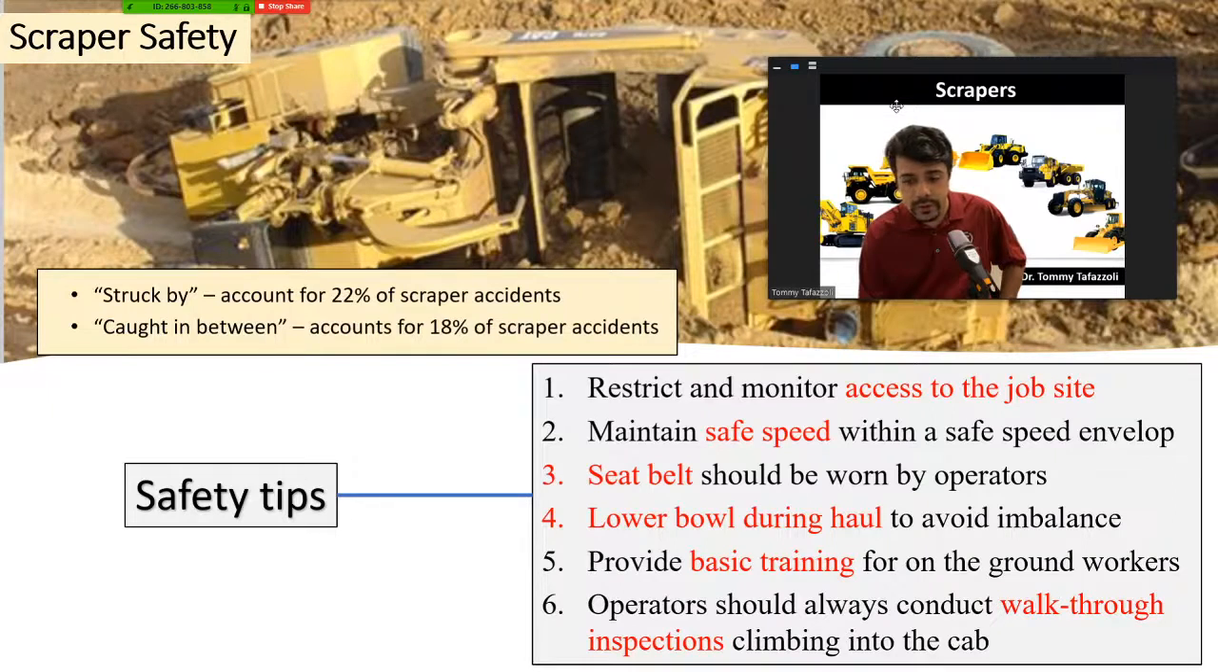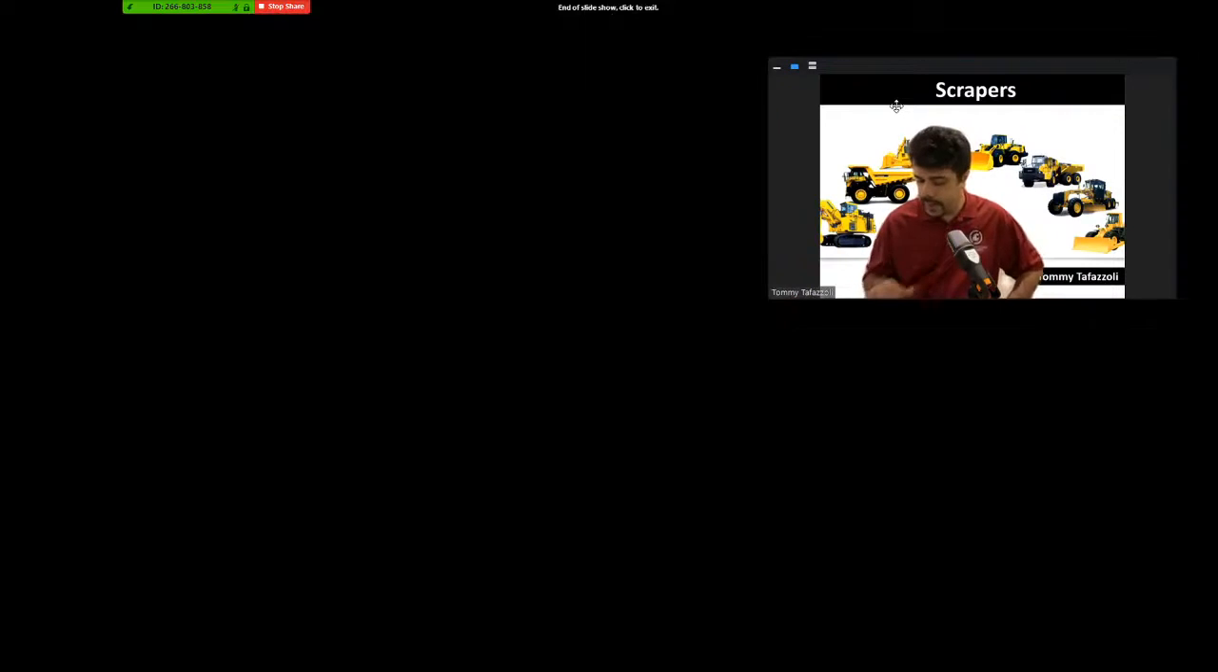Operators should always conduct walk-through inspections before climbing into the cab. Especially look at the wheels. When you look around the vehicle, you get some understanding about what could be a potential hazard as you start moving the machine. So that's very useful before you get into the cab.